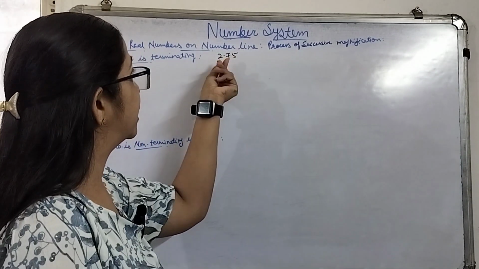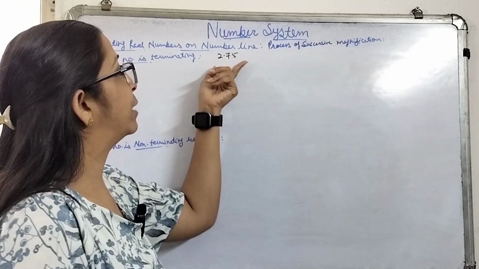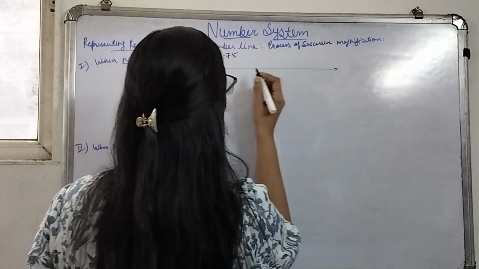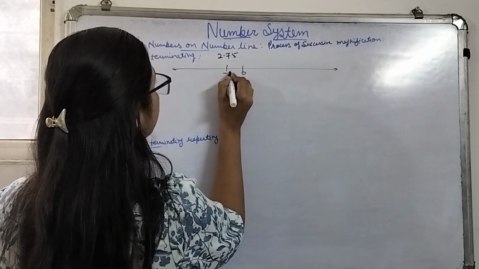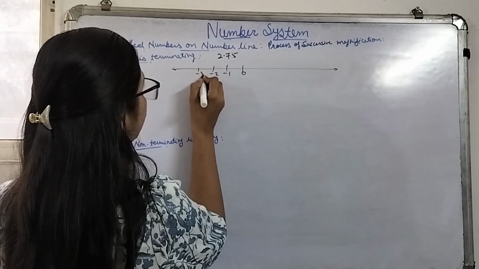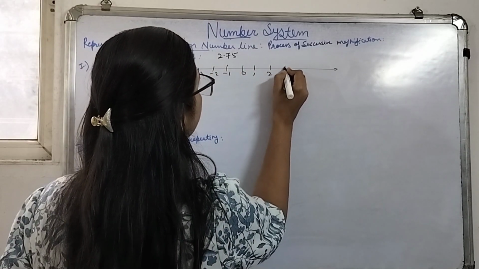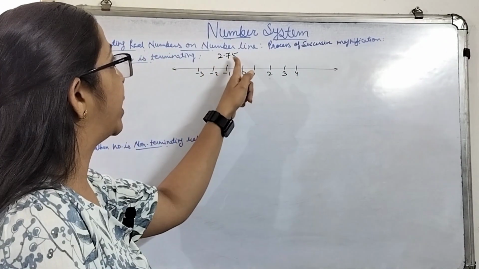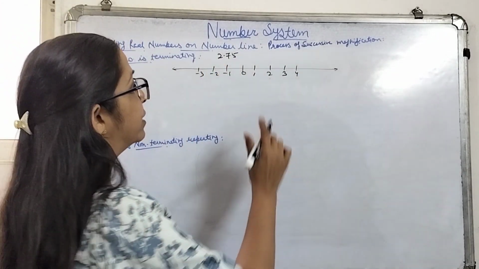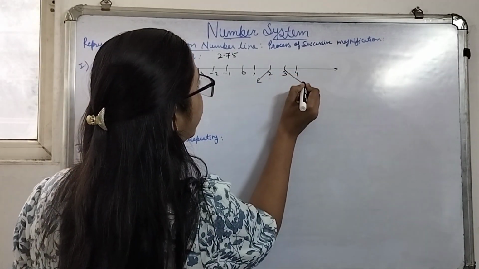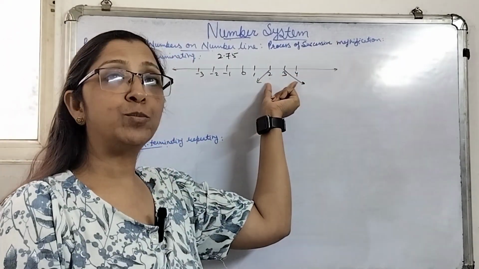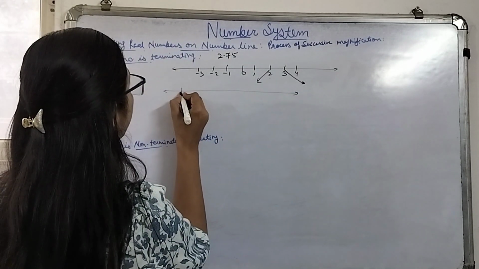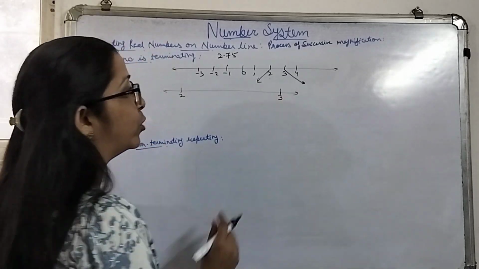From here we can see the whole part is 2. That means this number will lie between 2 and 3. First of all, we'll make a number line. Here in the center we have taken 0. On the left-hand side we have taken negative numbers, and on the right-hand side positive numbers at unit distance. Now we know the number is between 2 and 3 because it is 2.75. That means it will lie somewhere between 2 and 3. So we will magnify the distance between 2 and 3, focusing only between the numbers 2 and 3. We will divide it into 10 equal parts.